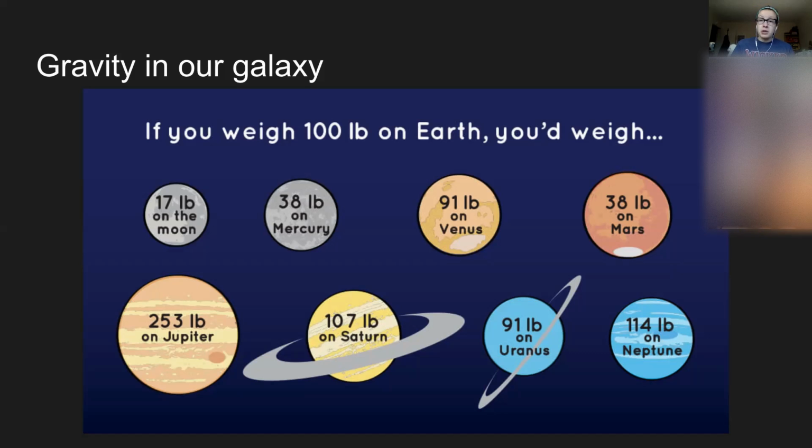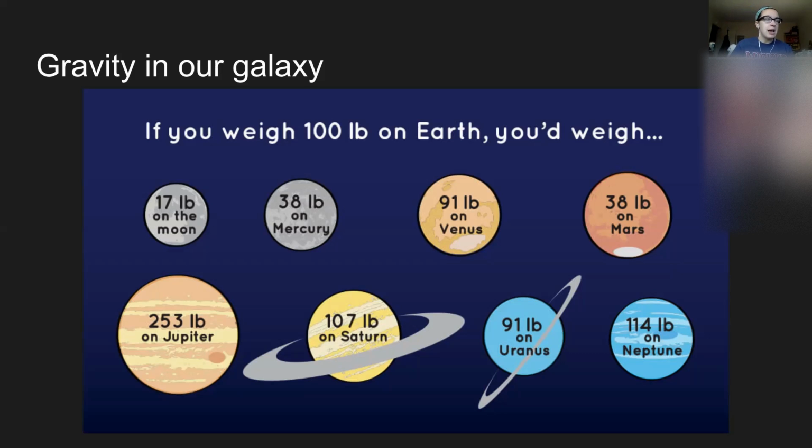But if you go to Jupiter, Jupiter is such a huge planet. We call it one of the gas giants of our solar system. Jupiter is so huge that you would feel like you weighed 253 pounds. So you'd be 2.5 times heavier, and it would probably be really hard to walk, and you'd go really slow and be kind of squished down.